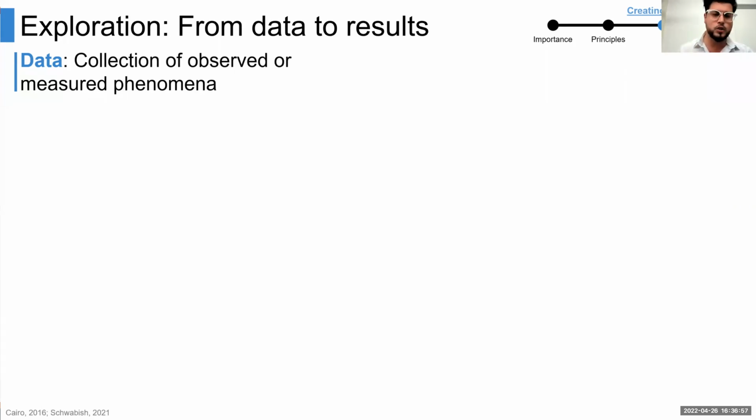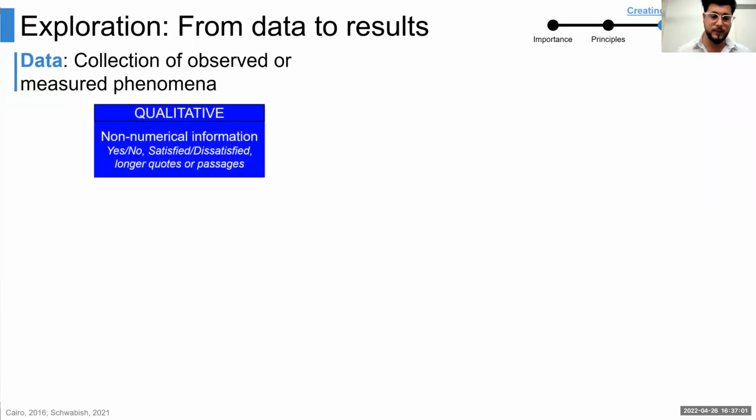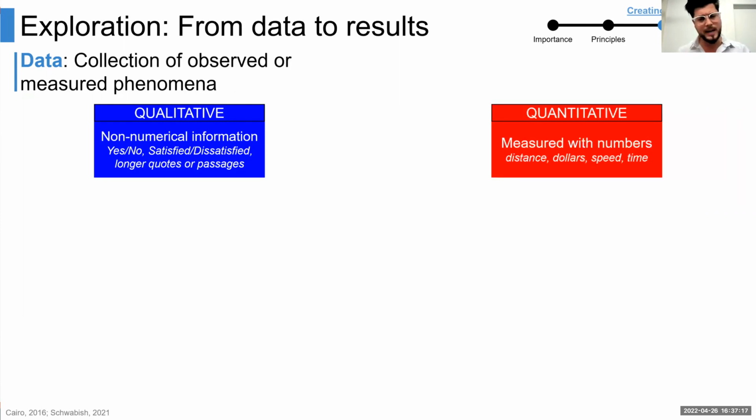As most of you might know, there are two major groupings of data types: quantitative and qualitative. On one hand, qualitative data is non-numerical information. Essentially, it's usually descriptive, like text, for example yes or no, satisfied or dissatisfied, or longer quotes or passages from interviews and surveys. On the other hand, we have quantitative data. It's everything that can be measured with numbers, for example distance, dollars, speed, and time.